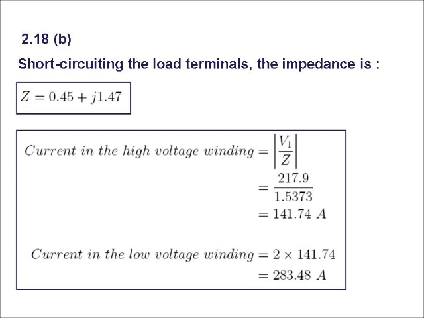So this is 2, because the turns ratio is a step down. This transformer steps down from 240 to 120 volts, okay? But your current will be proportional to the inverse of the turns ratio, so it is multiplied by 2. The current in the low voltage winding is 283.48 amps.